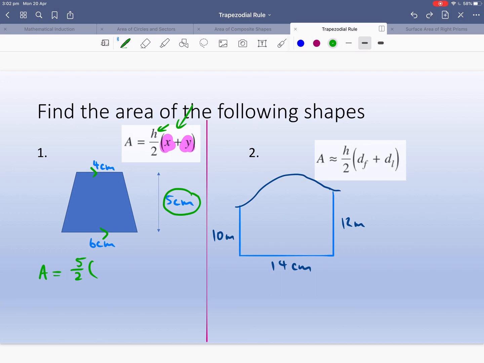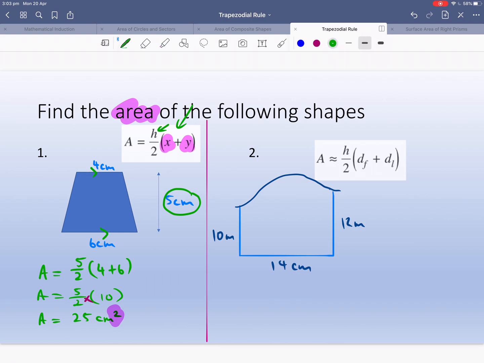So I'm just going to start with the top one, 4 plus 6. So we get area equals 5 over 2, and it's going to be 10. 4 plus 6 is 10, all right. Now we put this in our calculator, remembering that there's a times between these two. So we've got area equals 50 divided by 2, 25 centimeters squared, because area is square area, okay? So that's a trapezium, okay?